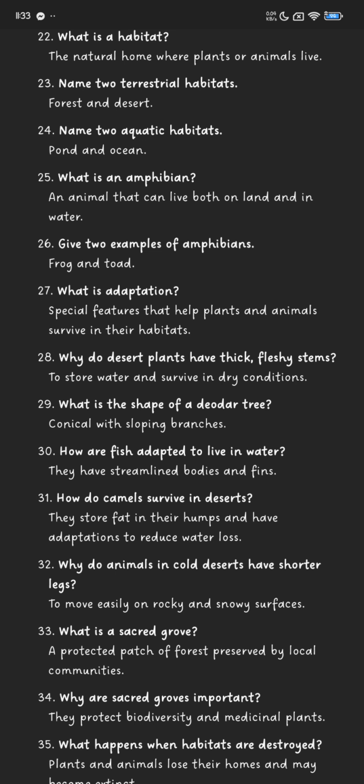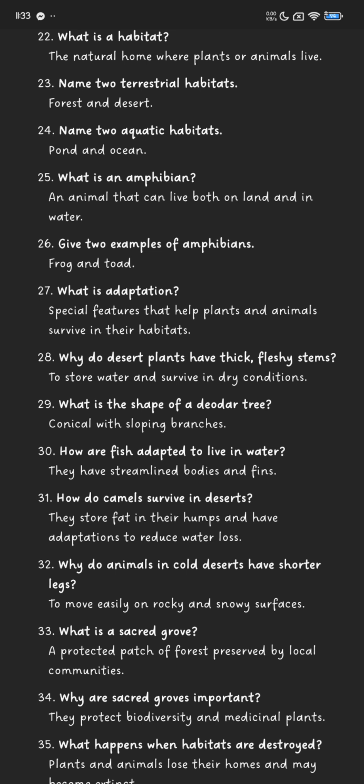What is adaptation? Special features that help plants and animals survive in their habitats. Why do desert plants have thick fleshy stems? To store water and survive in dry conditions. What is the shape of a deodar tree? Conical with sloping branches.